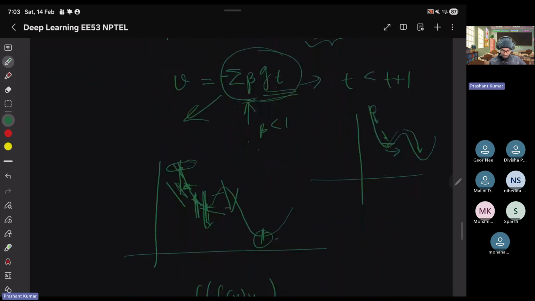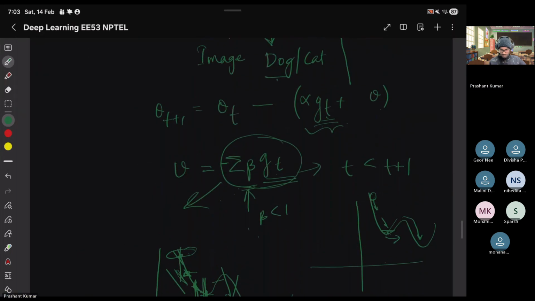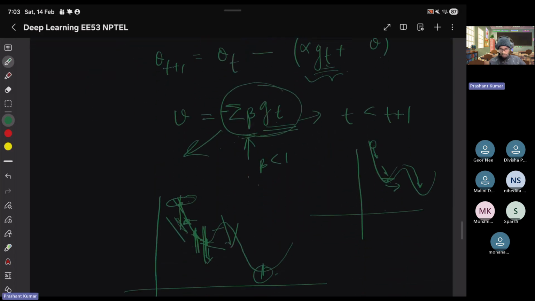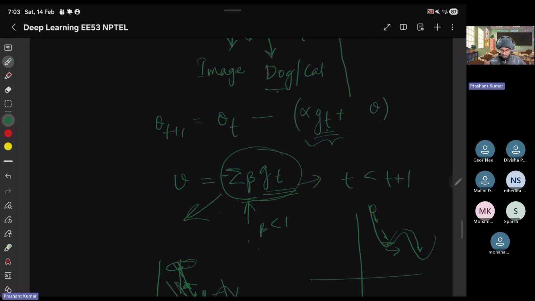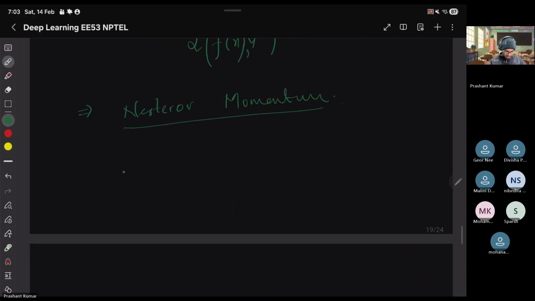So what happens? Whatever gradient we are using for the overall optimization in the loss function, let's write this again: 1 by m of the gradient with respect to theta of f of x comma theta comma y, plus v. This is epsilon plus v. And then you are taking the negative and everything.